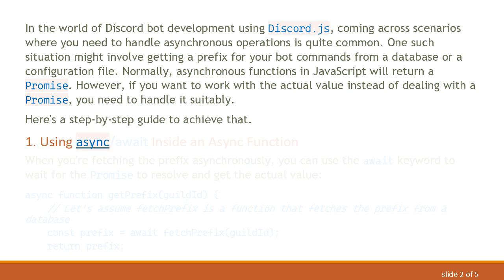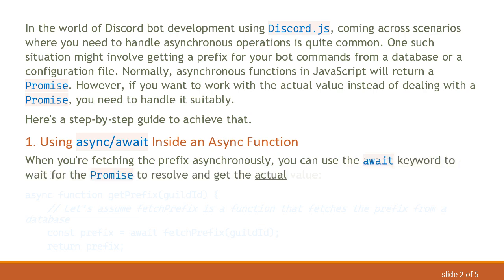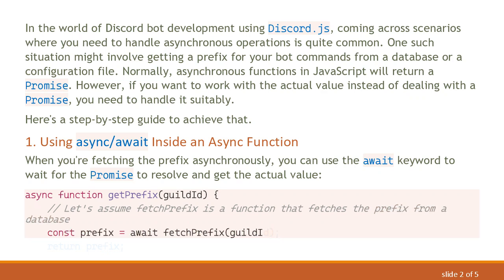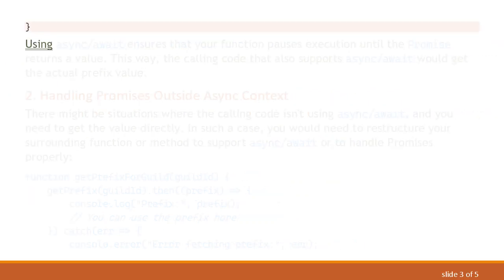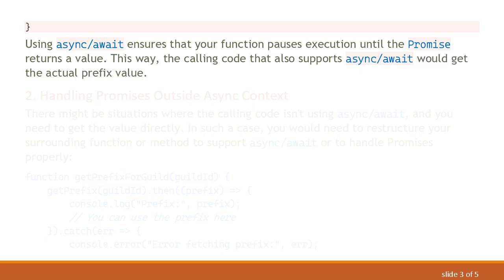1. Using async/await inside an async function. When you're fetching the prefix asynchronously, you can use the await keyword to wait for the promise to resolve and get the actual value. Using async/await ensures that your function pauses execution until the promise returns a value. This way, the calling code that also supports async/await would get the actual prefix value.